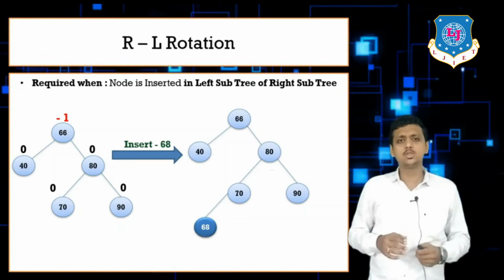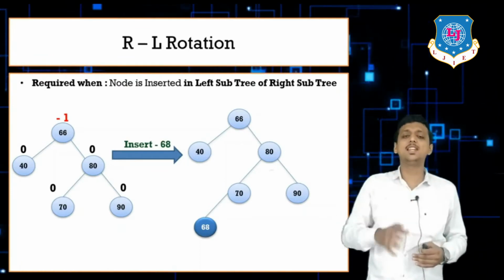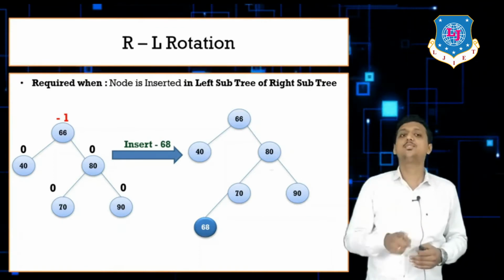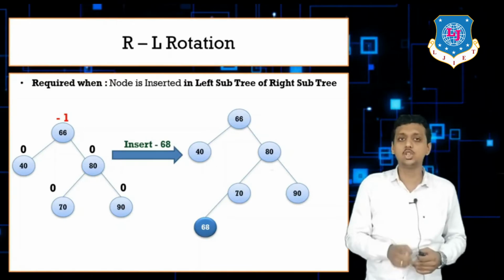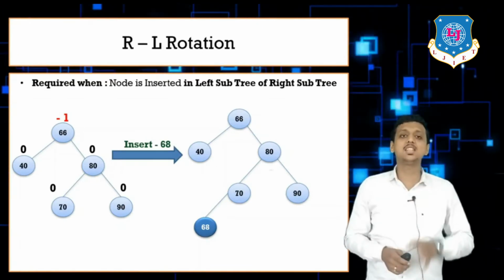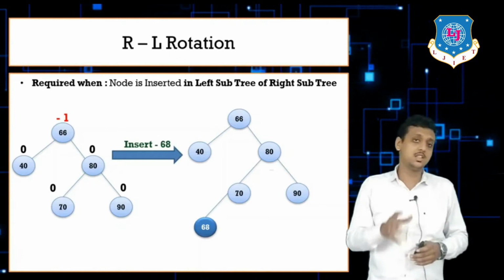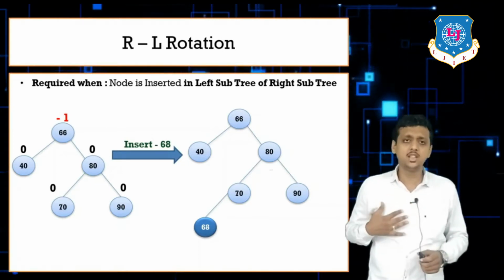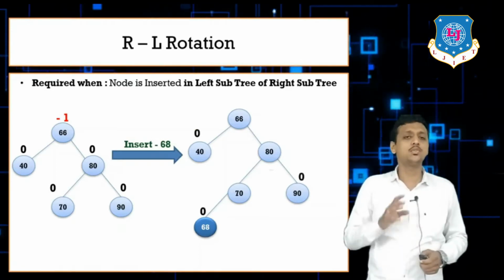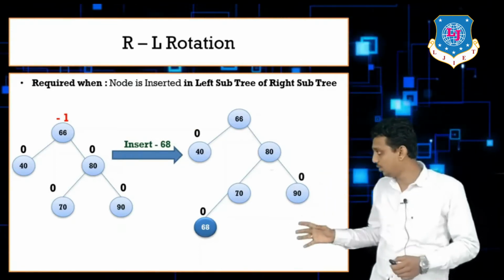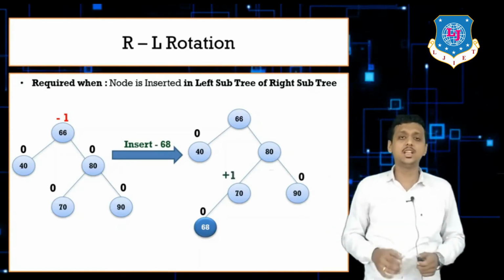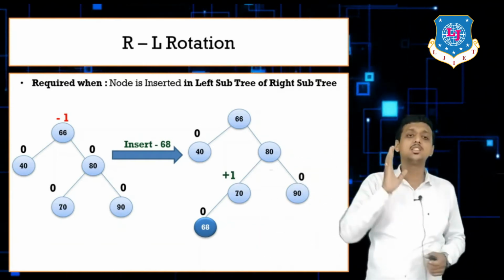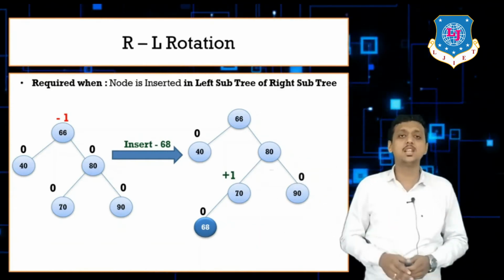Now what we need to do, students, is check the balancing factor again. After performing the insertion operation and after applying a complete rotation, you need to check the balancing factor again. So here this is my insertion operation. After completing the insertion operation, I need to check the balancing factor again. All leaf nodes have balancing factor 0. What about 70? 68 is on the left side of 70, that's why 70 has +1 balancing factor.